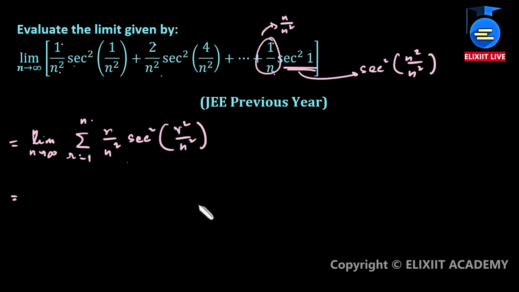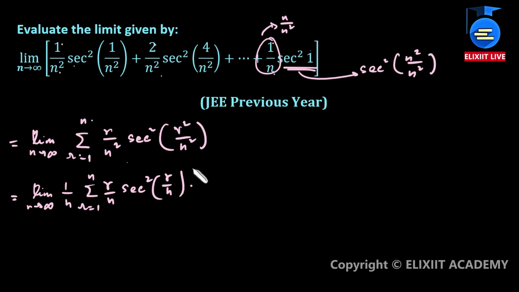What do we do? We try to express this in the form of 1 by n sigma f of r by n. So this is limit n tends to infinity. One of the 1 by n can be given from here. So this is 1 by n sigma r is equals to 1 to n. R by n must be there, and sec square r by n must be there. So this is obviously of the form f of r by n. This is a function of r by n. Outside also we have 1 by n. So clearly we can write this as integration 0 to 1. Limits are from 1 to n, so integration will go from 0 to 1.